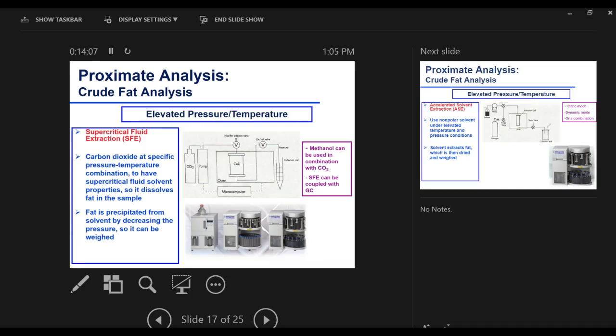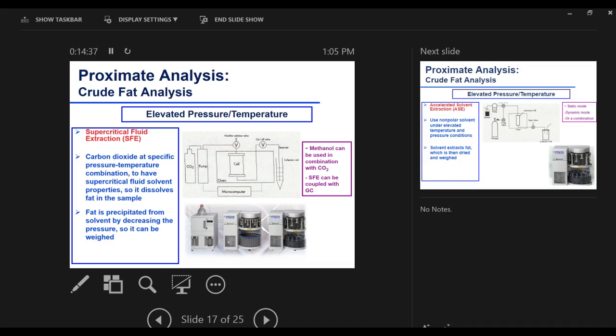Now I'm going to briefly talk about two other methods for extracting the fat. You are not going to use those in lab, but they are very common. One is supercritical fluid extraction, where you use CO2, and under certain pressure and temperature, the CO2 becomes liquid, and it's pumped into the cell where you have your sample. So the liquid CO2 acts as a really good solvent for hydrophobic lipids.